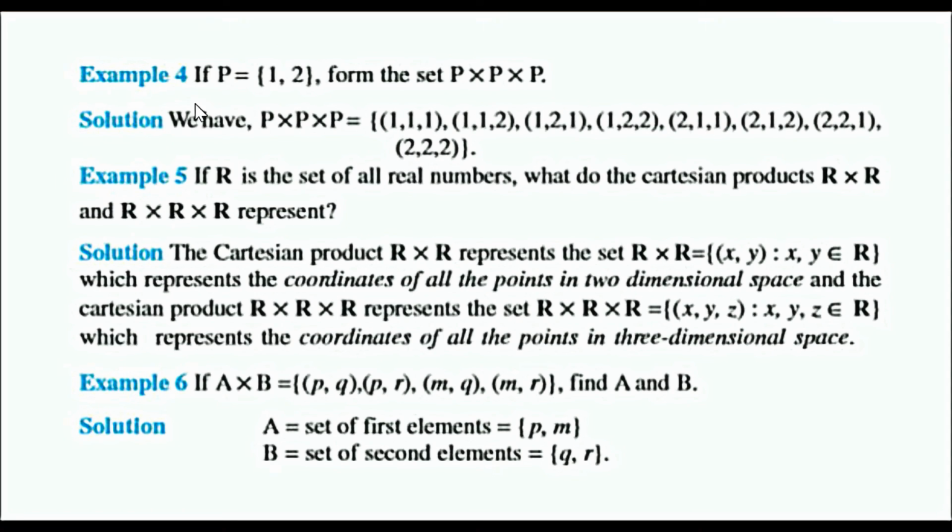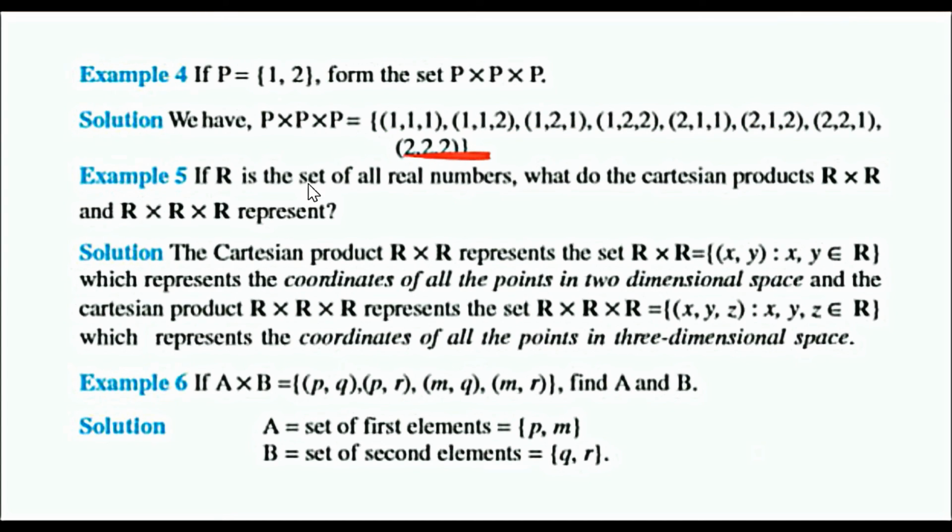Now in example 4, you have P is equal to 1, 2. You have to find P cross P cross P. So what are you going to get? First you find P cross P, that is 1, 2 cross 1, 2. That will give you 1, 1, 1, 2, 2, 1 and 2, 2. Then that set has to be multiplied again with 1, 2. So you'll get this result.